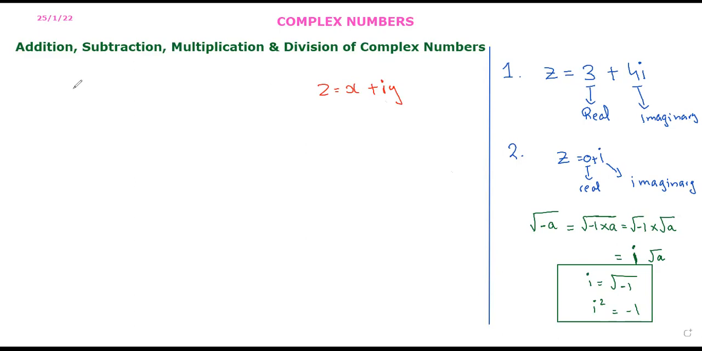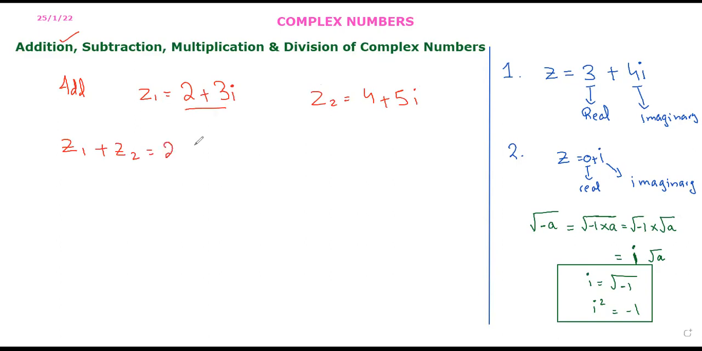But now we have to see that if we have two complex numbers, how are we going to add them? So let's talk about addition first. If z1 is 2 plus 3 iota and z2 is 4 plus 5 iota, we have two complex numbers and we need to add them. How do we add them? We do z1 plus z2, obviously, and we will write them as they are this way.